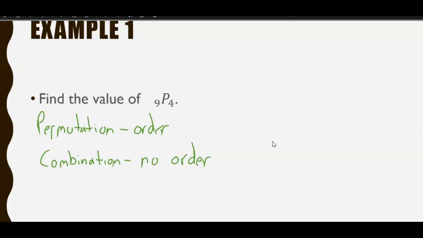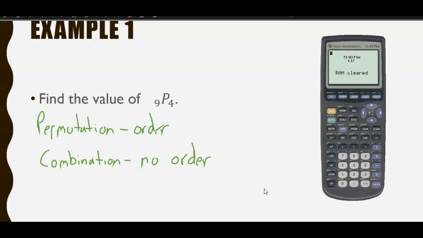So the calculator can do all the math for you. You just have to know how to type it in. So for the older calculators, what I have to do first is actually put in the n value. So I have to put 9 first. Next, I'm going to go to the math button. Once I hit the math button, there's 4 options at the top. I have math, num, complex, and probability. I'm going to scroll over to probability.